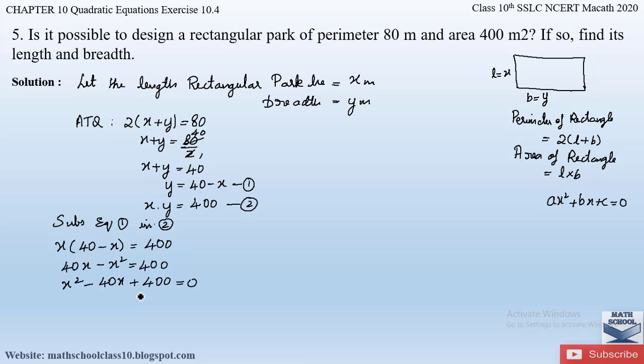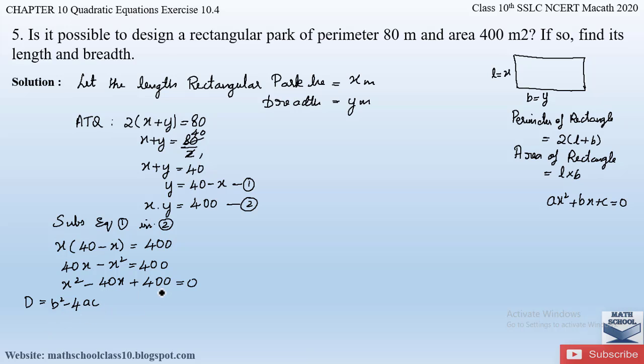If the roots are greater than or equal to 0, only then is it possible to design a rectangular park so that we can find the x and y values. If the discriminant is less than 0, then we cannot find real roots. Since there are no real roots, we will not be able to find the x and y values. So let us find the discriminant first, which is given by b square minus 4ac.